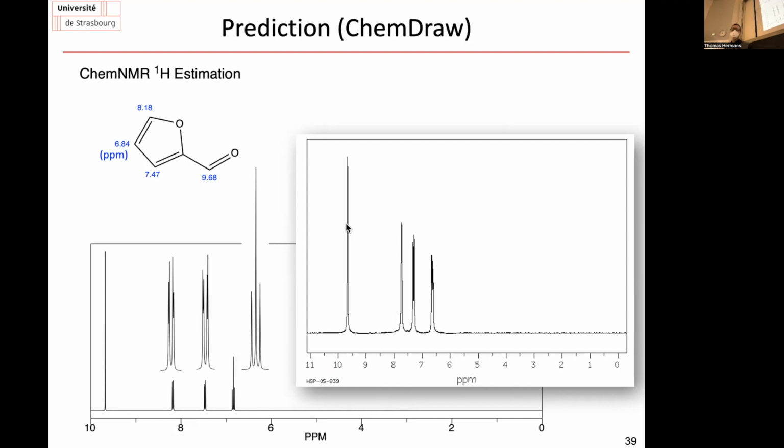And there are databases, which I have on my last slide. I have a list of databases where you can look up. People have measured a lot of spectra and they have all put them in databases. Sometimes they're a bit old. I think this spectrum was measured in 1999. It's a bit old, but okay.